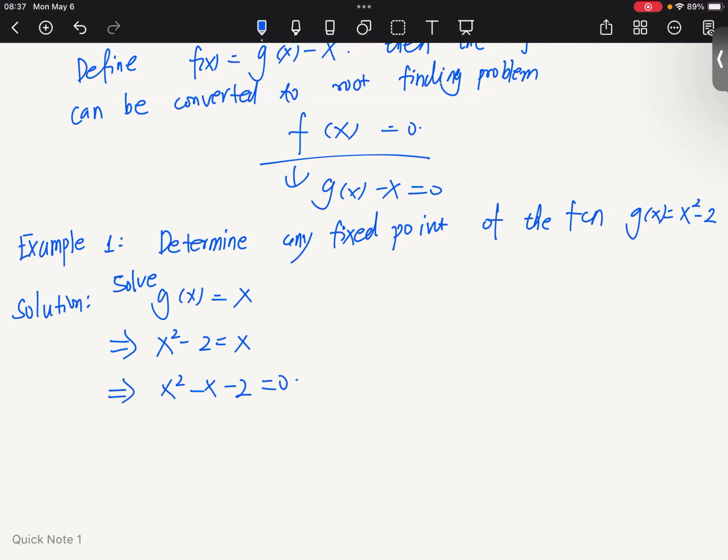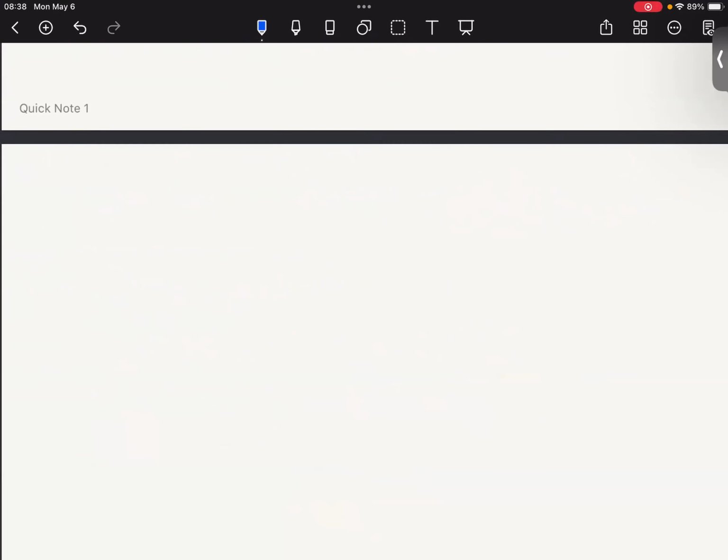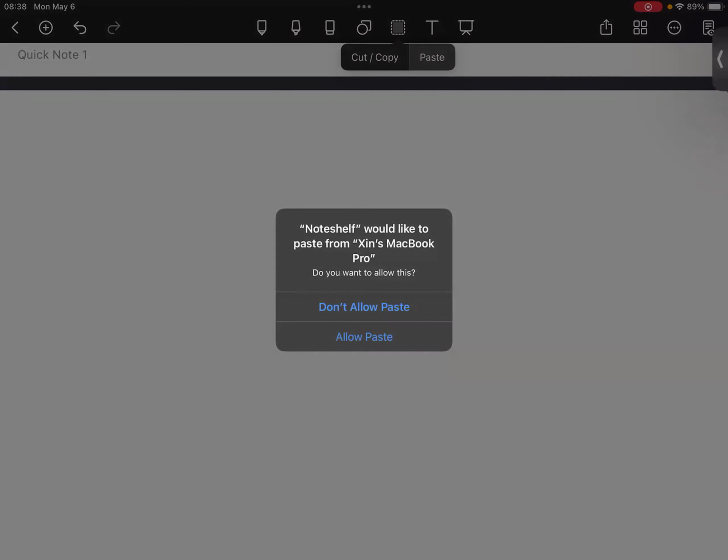And we are going to factorize this a little bit, and then we have (x plus 1)(x minus 2) equals 0. And this gives us two fixed points here: x equals -1, and then we also have another fixed point, x equals 2. And if we take a look at the pictures we have here, you would definitely figure out the topological meaning of this solution.